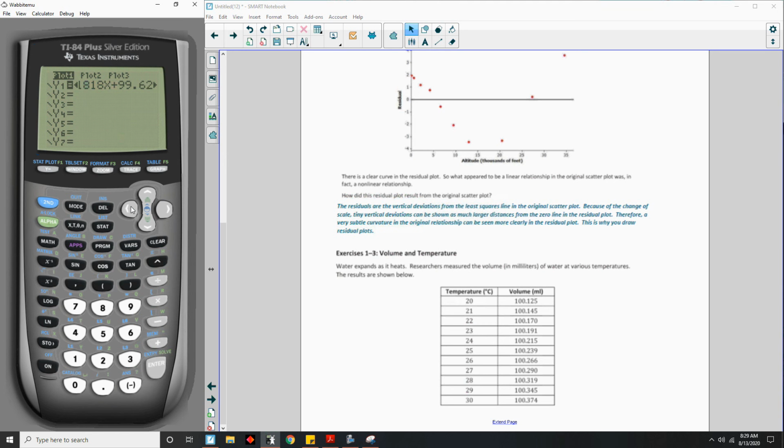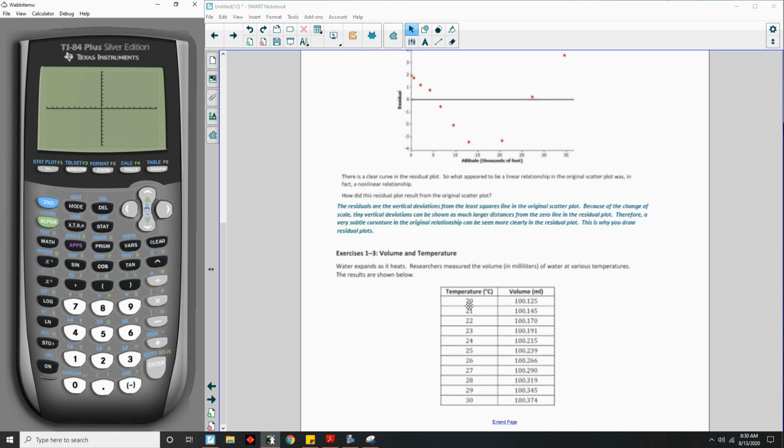So if I scroll over, there's the number 0.24918 repeating, and the X is right here, plus our constant of 99.62, and it goes on and on because it doesn't round. Now if I just hit graph, you won't see anything.